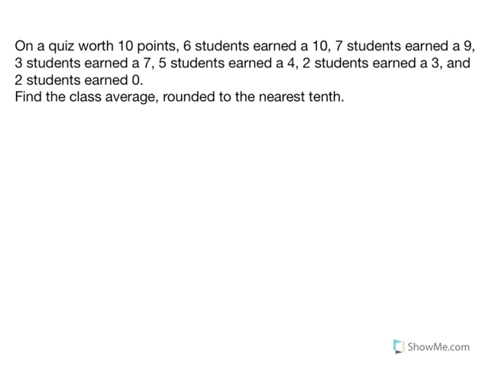On a quiz worth 10 points, 6 students earned a 10, 7 students earned a 9, 3 students earned a 7, 5 students earned a 4, 2 students earned a 3, and 2 students earned a 0. Find the class average, rounded to the nearest tenth.